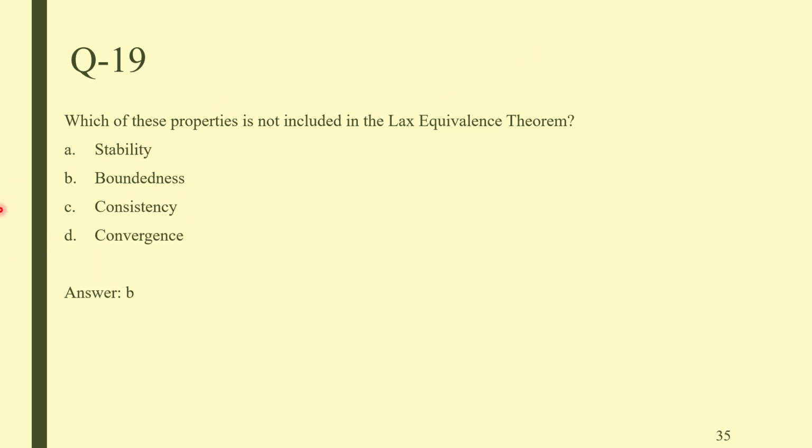So option B is the answer, because the question asks which of these properties is not included in the Lax equivalence theorem. The Lax equivalence theorem does not include boundedness. It only covers stability, consistency, and convergence, by stating that when there is stability and consistency in the system, it can produce convergence. We'll go to question 20.